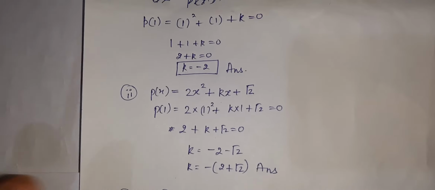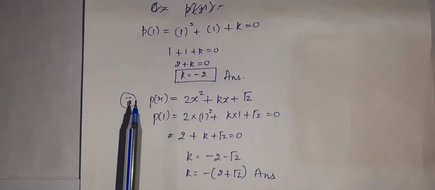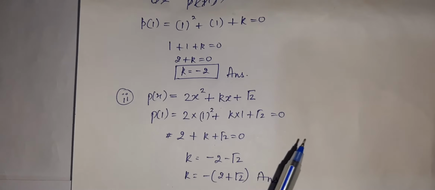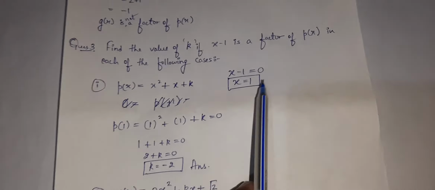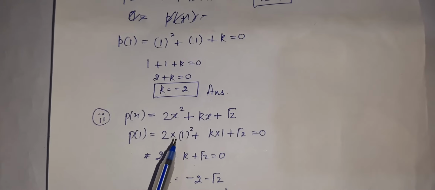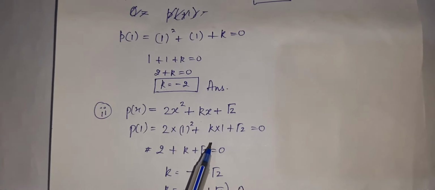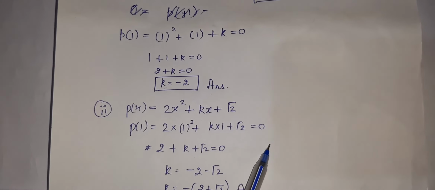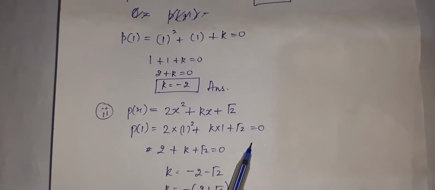Second part, 2x squared plus kx plus under root 2. What is the value of x? 1 in all the parts. Put x is equal to 1, 2 into 1 squared plus k into 1 plus under root 2 is equal to 0. We have put this polynomial equal to 0.